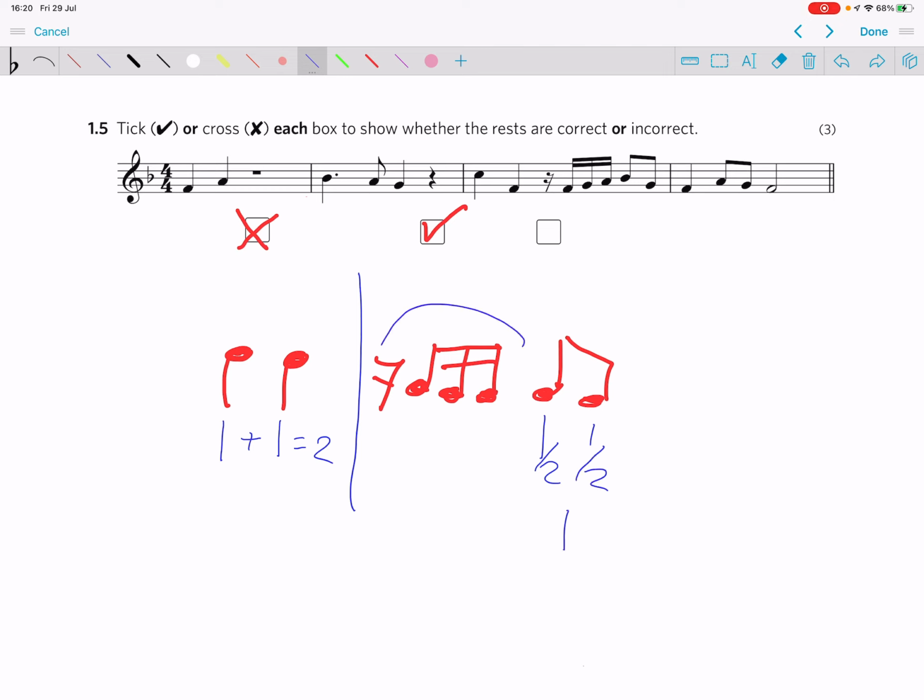Now, let's have a look at this, because this is the bit that counts really and is going to make this rest correct or not. So we've got 3 semiquavers. Now we know that if we were to have 4 semiquavers and group them together, then that equals 1 beat. And so if you were to remove one of them, you're going to have to replace it with a rest, you're going to have to replace it with the same value rest for it to make 1 beat. And of course that actually does work. So yes, I would say that is correct. They have used the correct beat here.